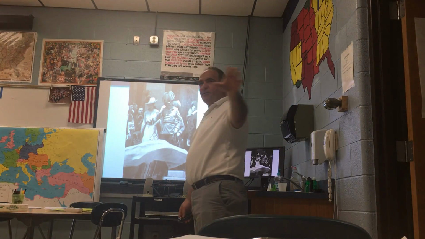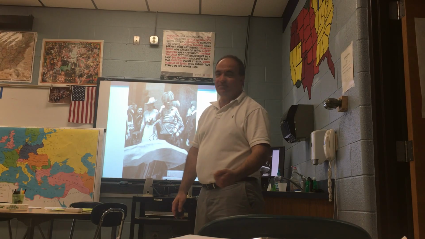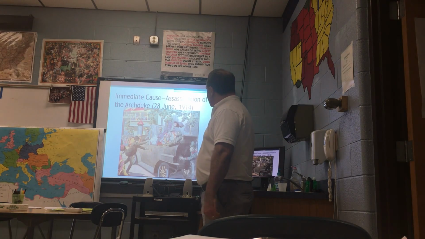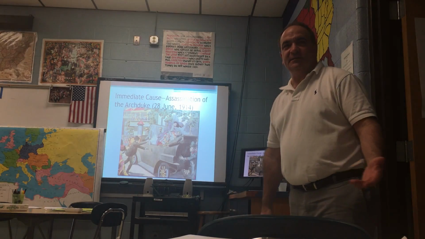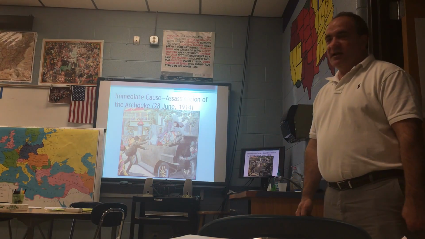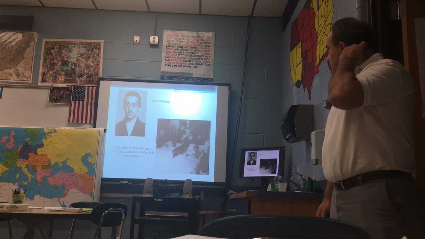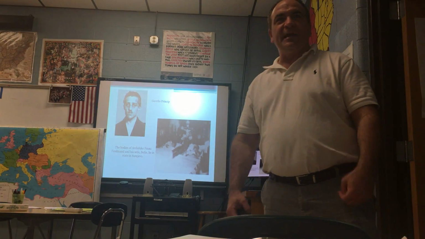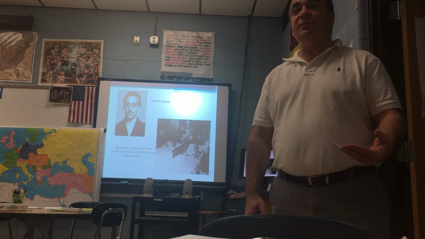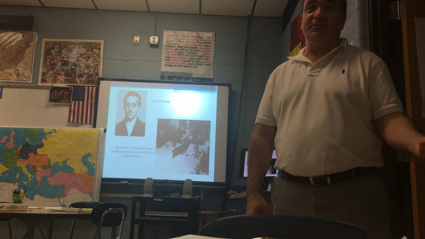And so the last thing I want to talk about is the assassination of the Archduke. And with that said and done, on June 28, 1914, Archduke Franz Ferdinand is assassinated by a young man named Gavrilo Princip, who was a member of what was called the Black Hand. The Archduke was the heir to the Austrian throne. It's the equivalent of a terrorist assassinating our vice president.